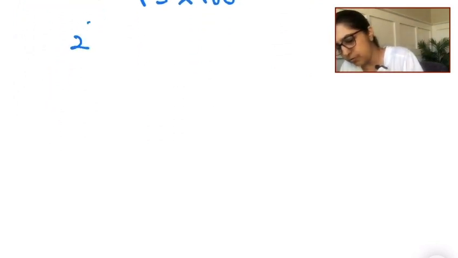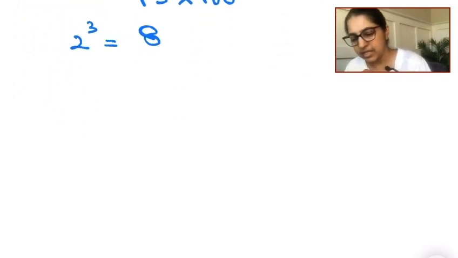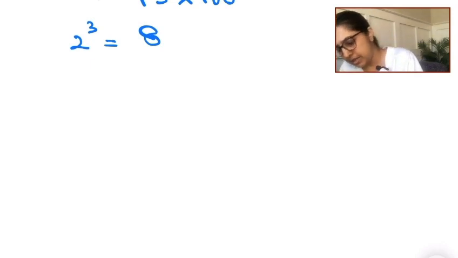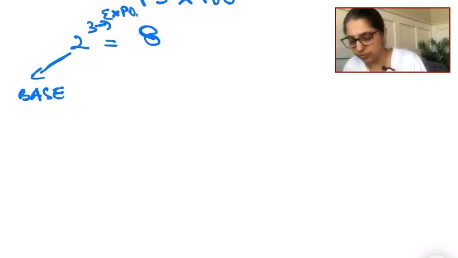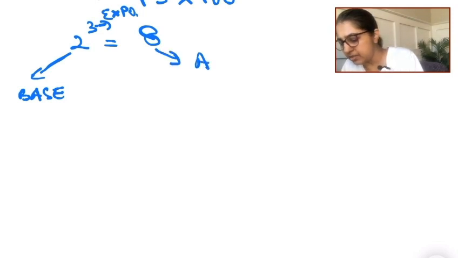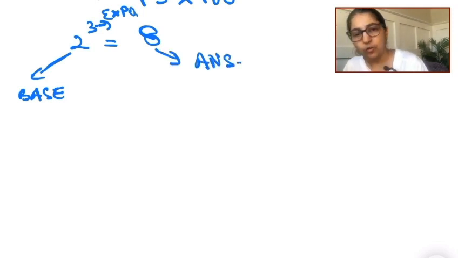All right. So let's go back to our example of 2 cubed equal to 8. In this example, 2 cubed equal to 8, we know the number 2 is the base, 3 is the exponent or the power, and 8 is the answer that we get.